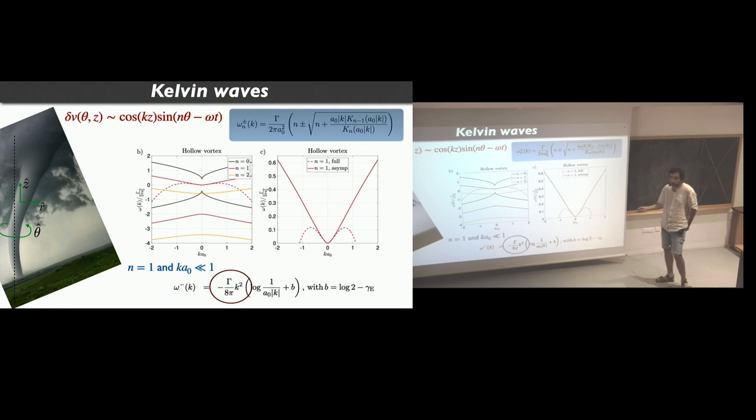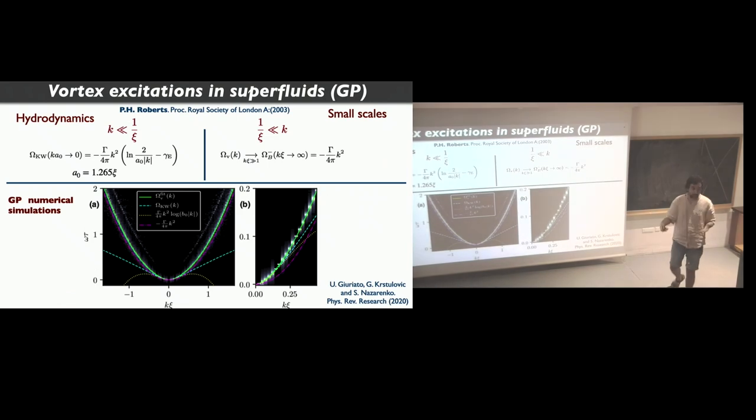And when we look at Kelvin waves, we are really interested in those types of waves. So this is for an Euler equation. For a superfluid, we had to wait, first for Pitaevskii to study what a vortex is in the Gross-Pitaevskii equation. In the same paper, he actually found this dispersion relation for a wave, so it's already almost complete. But the actual and proper calculations were done by Roberts much later, in 2003.